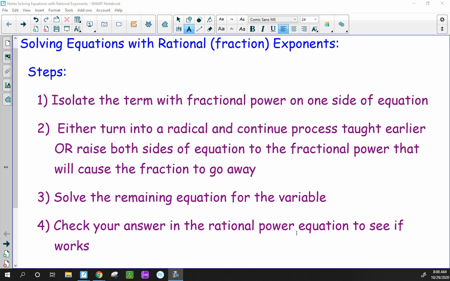Isolate, figure out a way to get rid of the fraction power mathematically. Third, solve the remaining equation for the variable. And 4, you must check these answers to see if they work.